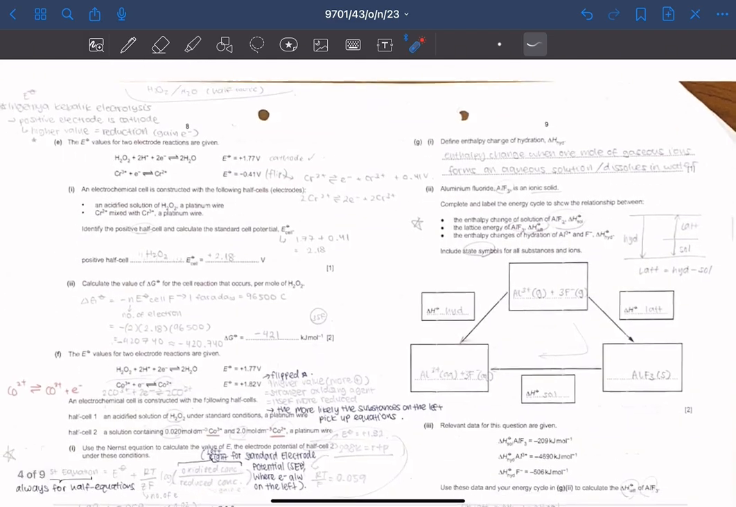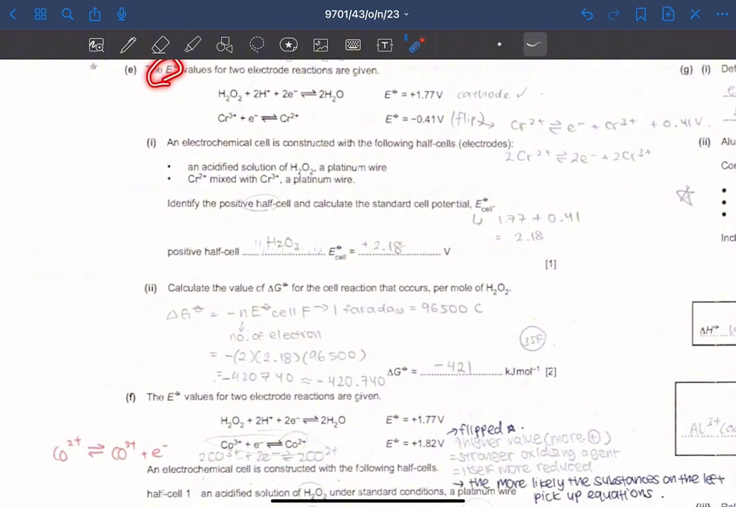Next question, E. The E0 values, or E0 is also a standard electrode potential. So the E0 values for two electrode reactions are given. H2O2 plus 2H plus plus 2e minus forms 2H2O with an E0 value of positive 1.77 V. And the second half equation is Cr3 plus plus e minus forms Cr2 plus with the E0 value of negative 0.41 V. So the first thing we should do here is to identify which of the E0 values is the cathode and which is the anode.